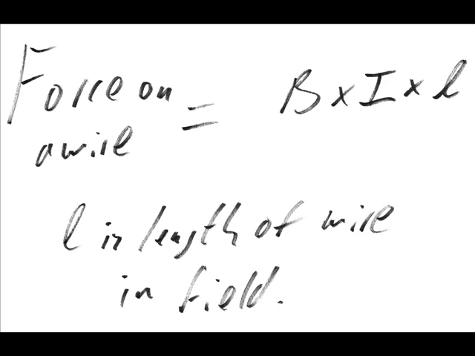In a current carrying wire, the Tesla can be defined as a force of 1 Newton divided by a current of 1 amp in a wire of 1 meter within the magnetic field. The force on a current carrying wire is equal to the magnetic flux density times the current in the wire times the length of the wire in the magnetic field.